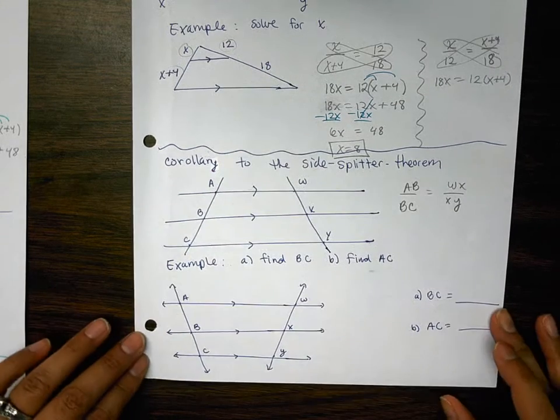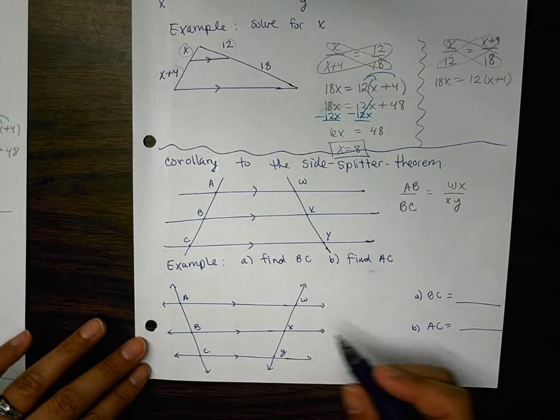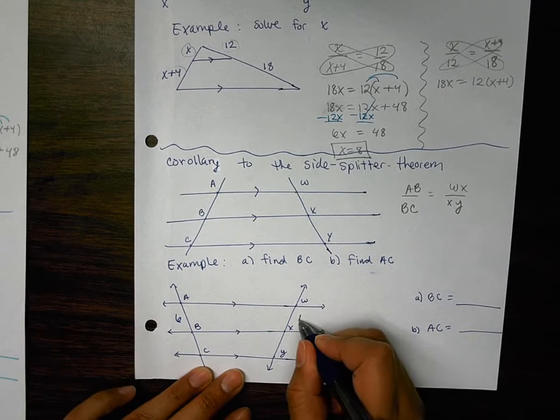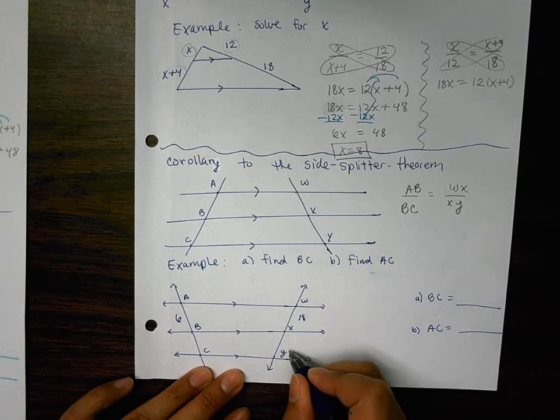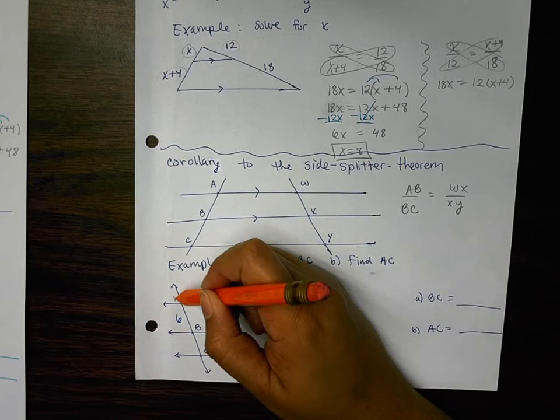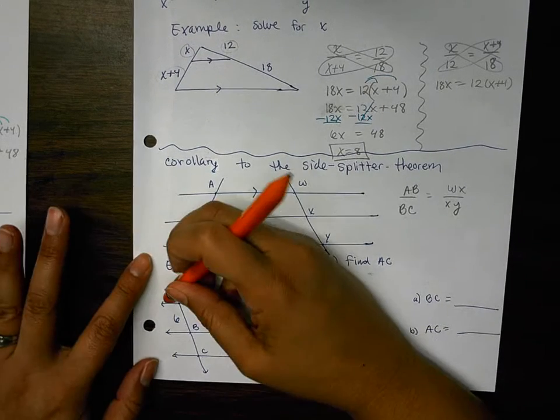Okay. Now I'm going to give you side lengths here. AB is 6, WX is 18, and XY is 12. Wait, why are the letters inside? It doesn't matter where you put them. If you put the A there, the B there, it doesn't matter. Okay.